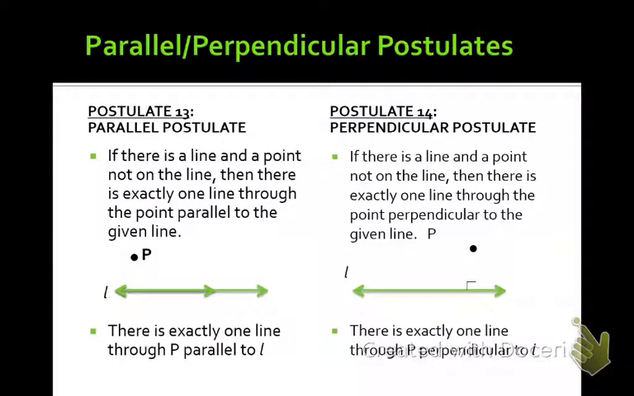The parallel postulate. The parallel postulate says if there is a line and a point not on the line, so we've got line L and point P, then there's exactly one line through the point parallel to the given line. There's only one line through P, the red line, that will be parallel to L. Parallel postulate.